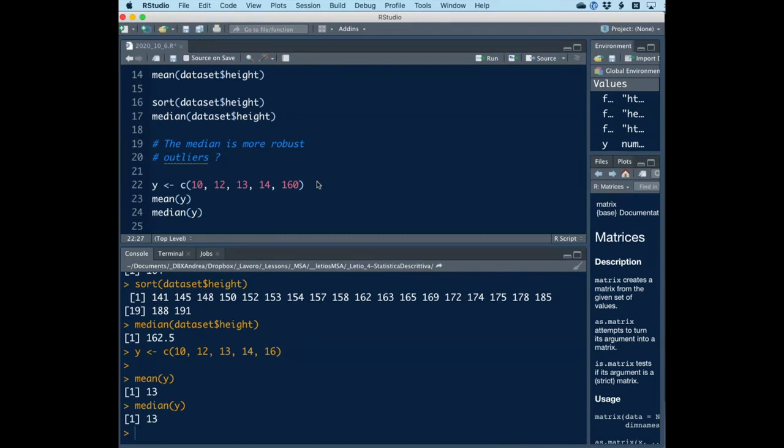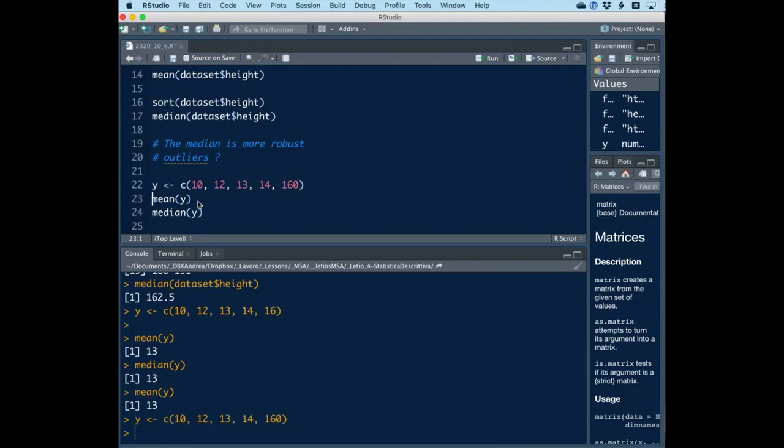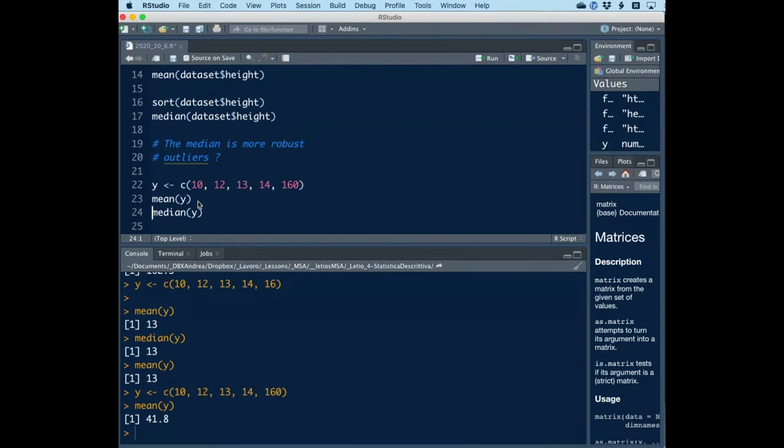So what is the mean now? The mean has increased a lot. Oh, sorry, but I have to execute the command before. So the mean is much higher now. From 13, it rises to 41.8. Yes, because the outlier is impacting a lot on the mean. But what about the median? The median doesn't change.